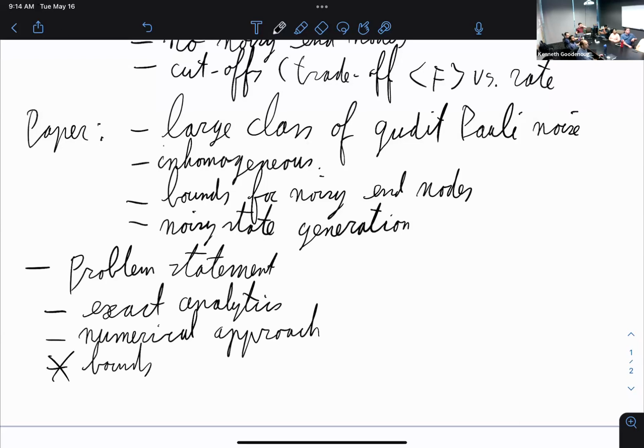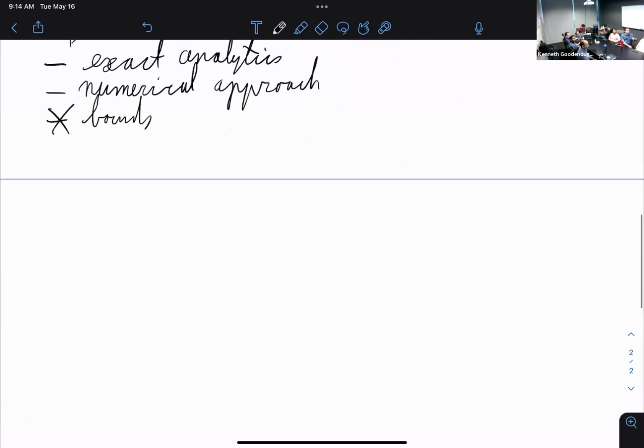So maybe to give some idea, this is a bit of a generalization of your work together with Ashley, where we found bounds on the fidelity of repeater chains. And one can generalize this to include cutoffs as well. But yeah, I won't have time to talk about that today.